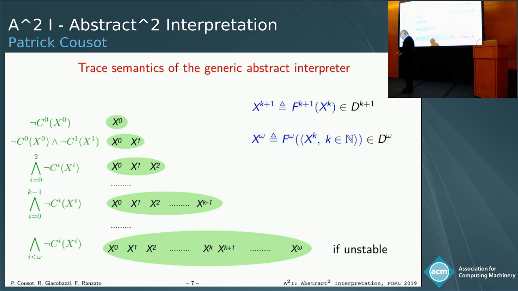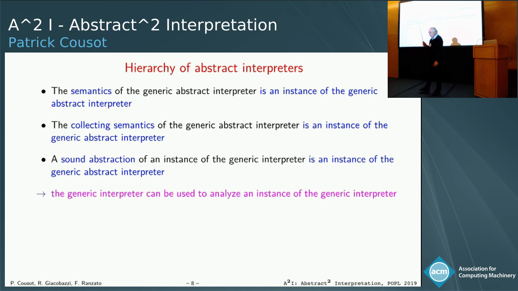That's classical. So I have some remarks now. The semantics of the generic abstract interpreter is an instance of the abstract interpreter. Then the collecting semantics is also an instance. And if you make an abstraction which is sound of the generic abstract interpreter, you have an instance of the generic abstract interpreter. So there are two consequences. The first is you can have a hierarchy of abstractions or abstract interpreters. And the other trick is that the generic abstract interpreter can be used to analyze the generic abstract interpreter or any of its instances. So that's the idea of A²I.